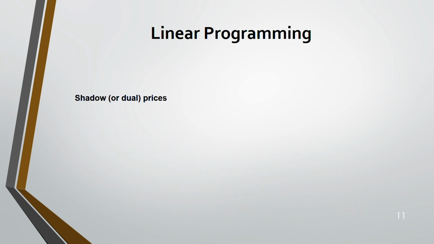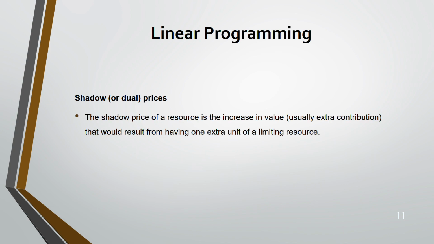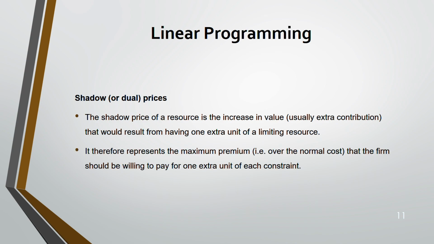Now, shadow or dual prices. What is a shadow price? The word shadow tells you it is something extra. So the shadow price of a resource is the increase in value, usually extra contribution, that would result from having one extra unit of a limiting resource. That is the meaning of shadow price. It therefore represents the maximum premium over the normal cost that a firm should be willing to pay for one extra unit of each constraint. So a non-critical constraint will have zero shadow price, as slack exists already. Whenever slack is there, you cannot have a shadow price.